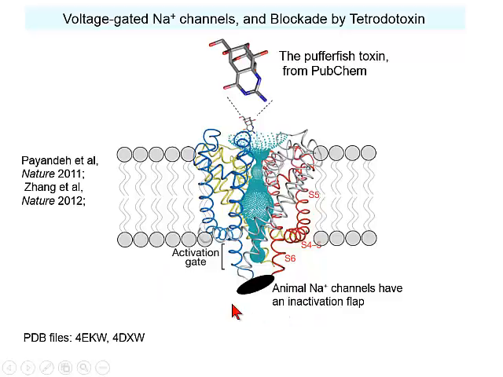Not only are there parts of the channel protein that can come in as a flap and inactivate the sodium channel, but there are lots of external chemicals that can come in and inactivate channels or activate them. We talked about ivermectin. This one is tetrodotoxin, the pufferfish toxin.